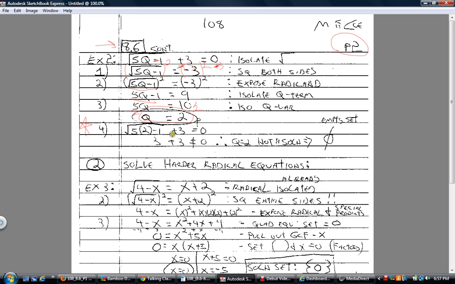So check your answer. In this case, when q equals 2, it does not work. 2 times 5 is 10, minus 1 is 9, square root of 9 is 3. 3 plus 3 is 6, and 6 does not equal 0, therefore it's not a solution. Therefore your answer is the null, empty set. Okay, got to watch that.